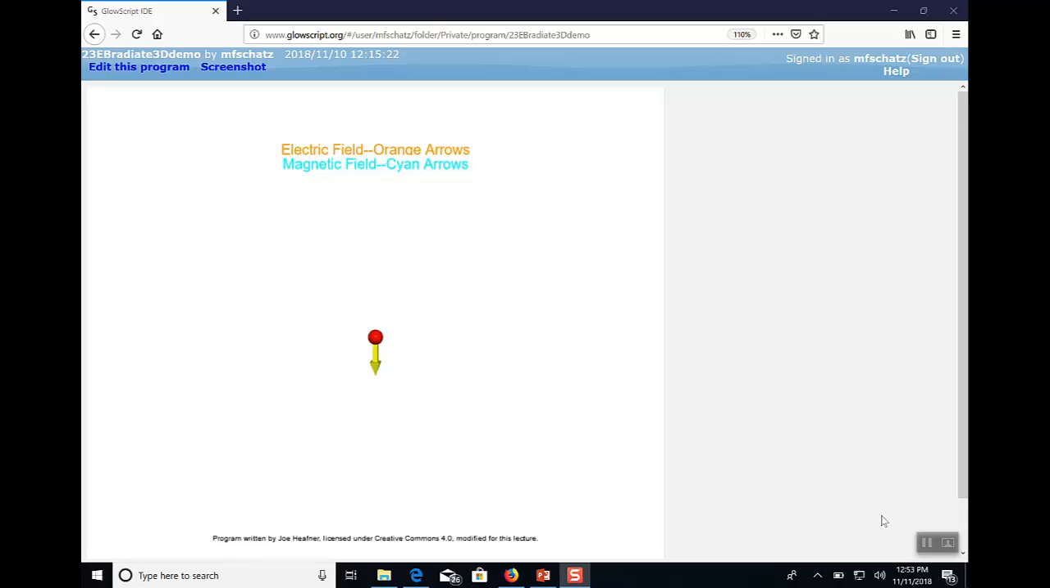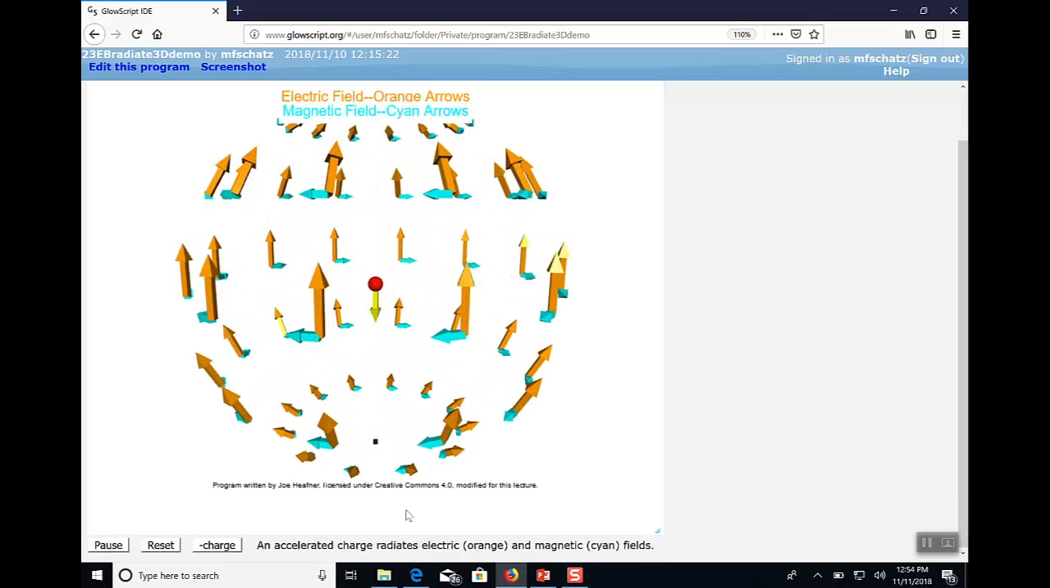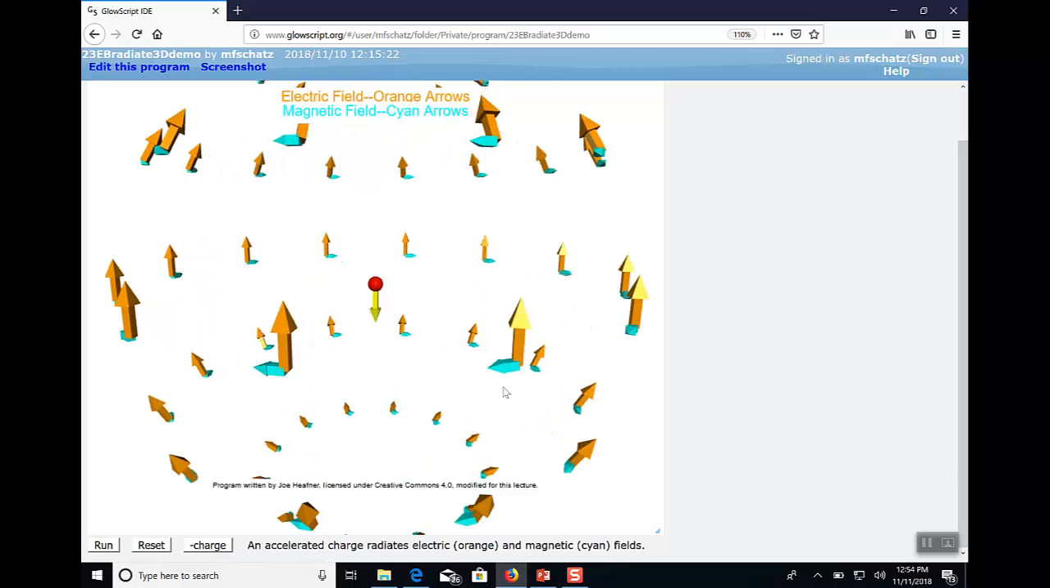Before we start the simulation, note the yellow arrow shows the direction that we will briefly accelerate the positive charge. We see the radiation pulse travel outward in almost every direction. Notice that the orange electric field arrows and the cyan magnetic field arrows are always perpendicular to one another, and that using the right-hand rule for cross products, we see that E hat cross B hat always points in the direction that the radiation travels.